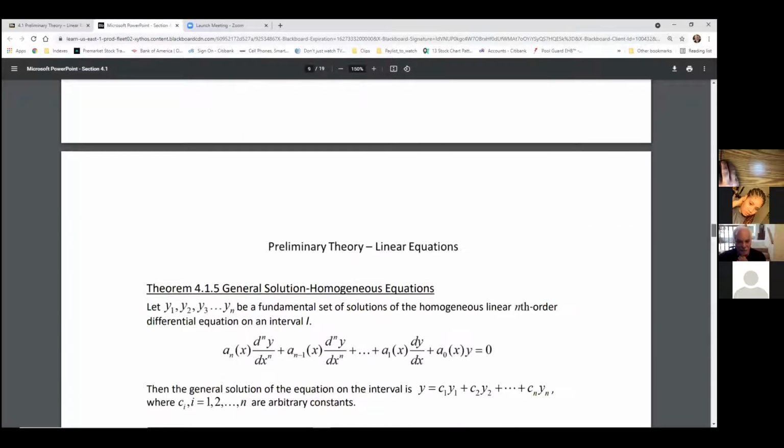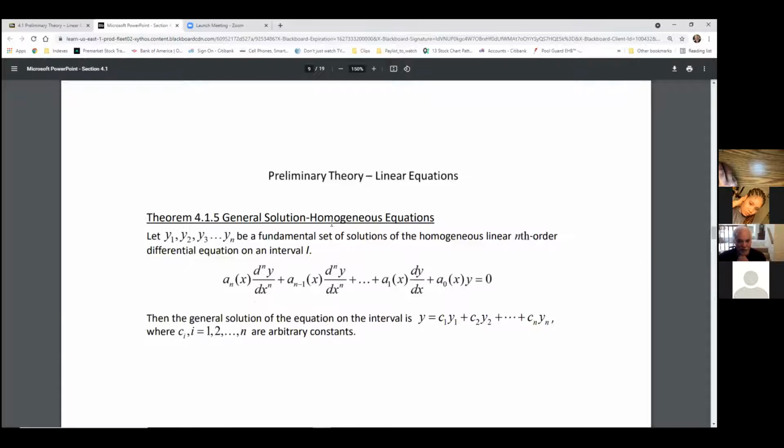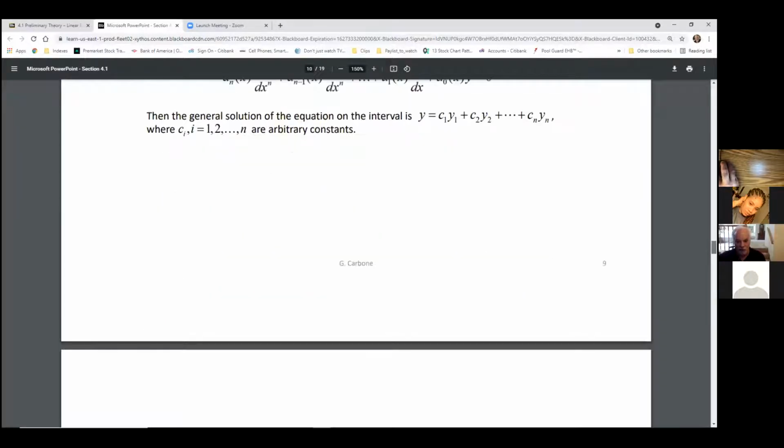then the general solution can be written as any linear combination. Okay, so once again, here's a fundamental set, and I guess an example will make this clear. This is our fundamental set of solutions of the homogeneous nth order differential equation on some interval I. So a general solution would be C1 Y1 plus C2 Y2, up to the order of the differential equation, where the C's are arbitrary constants. The constants are determined by initial conditions or boundary conditions.